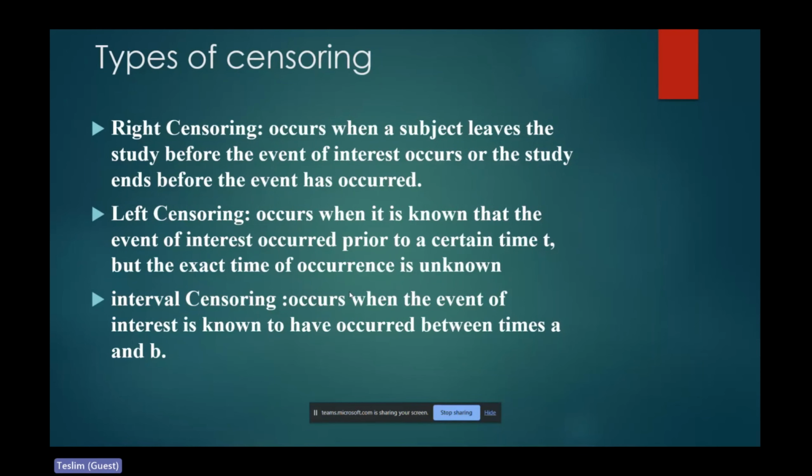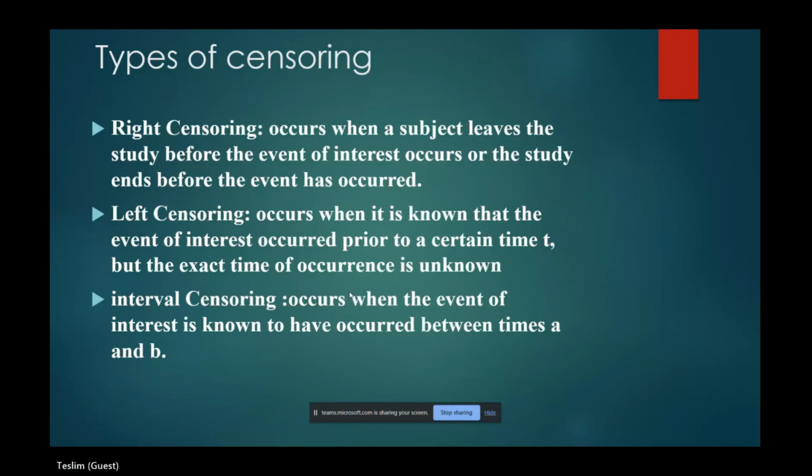If, of those 10 rats, one of the rats escaped before the end of the study, or it dies before the end of the study, that is what we call the right censoring. The left censoring occurs when it is known that the event of interest occurred prior to a certain time t, but the exact time of the occurrence is not known.